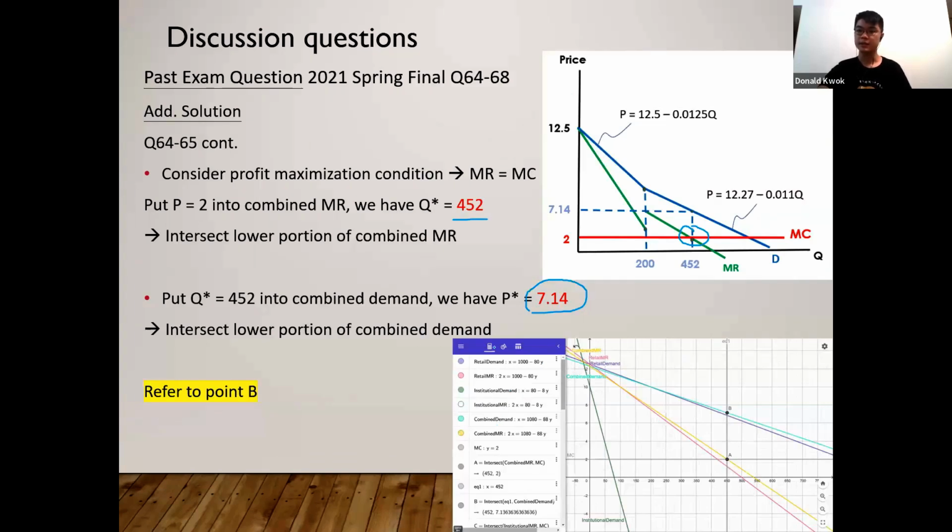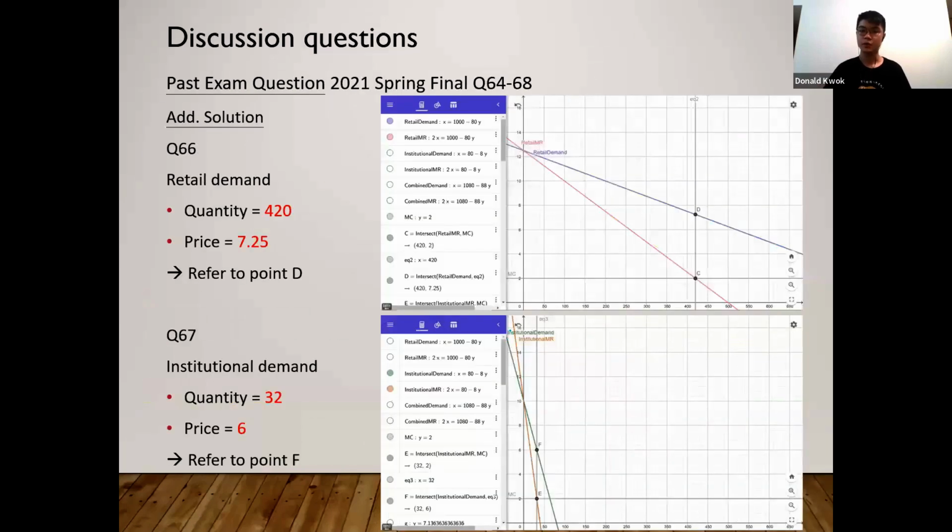How about 66 and 67? These are about the profit maximizing quantity and price when the firm sets different prices across different groups of traders. Again, I'm not going into the details because it goes back to the usual linear demand curve, and we just implement the 4 universal steps. The results are just put down here, and we will continue our analysis.